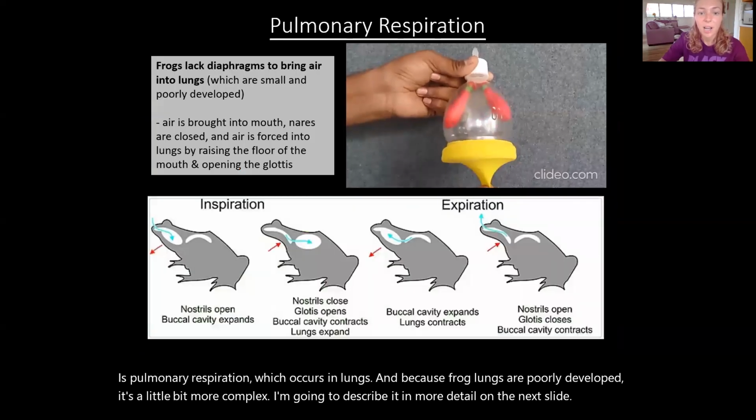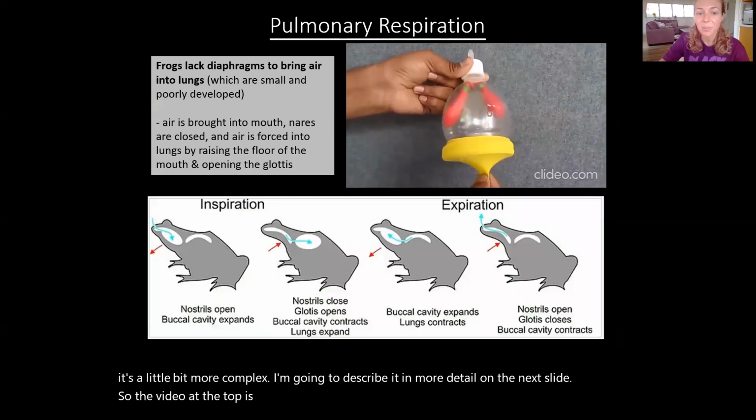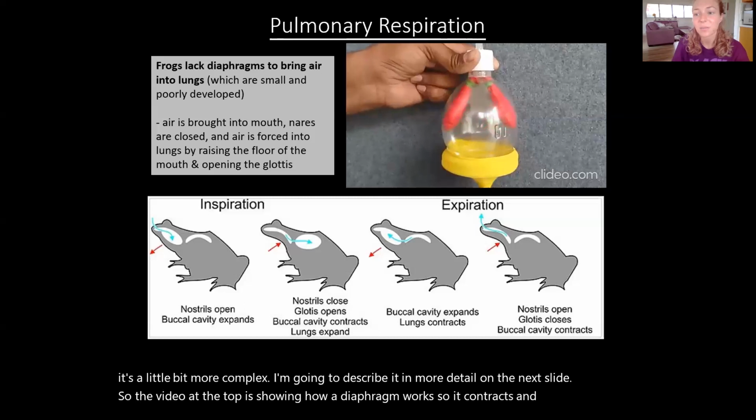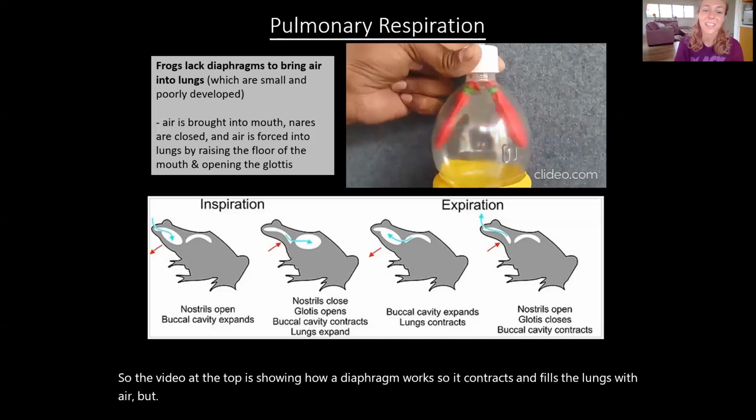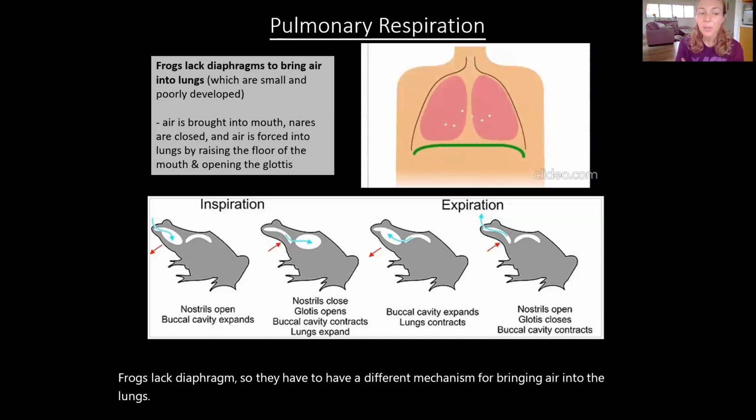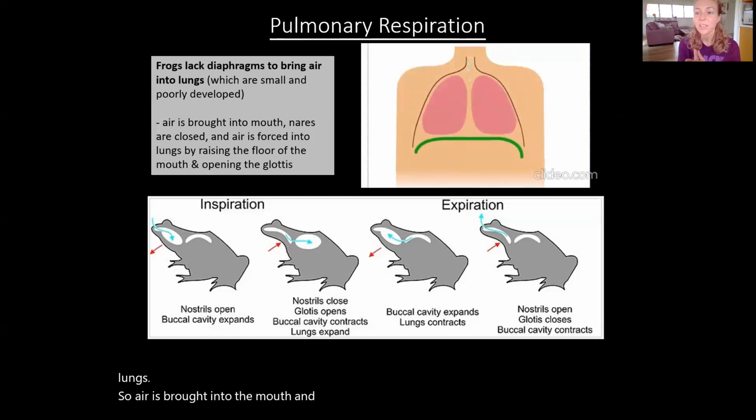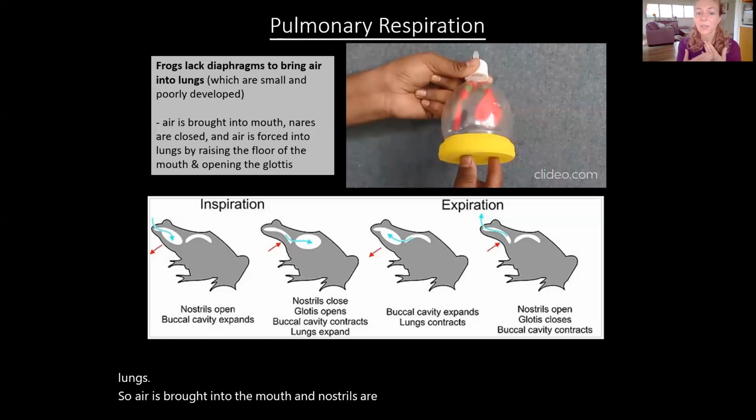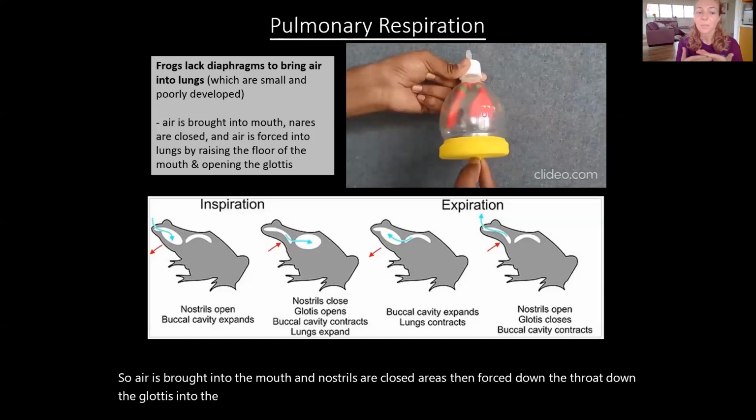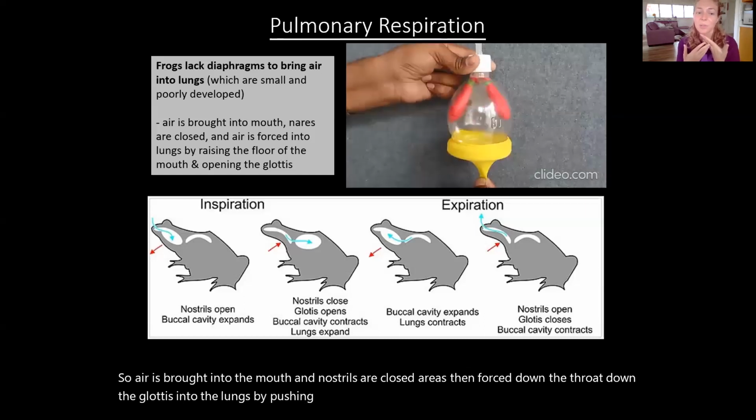So the video at the top is showing how a diaphragm works. It contracts and fills the lungs with air, but frogs lack diaphragms, so they have to have a different mechanism for bringing air into the lungs. So air is brought into the mouth and the nostrils are closed. Air is then forced down the throat, down the glottis into the lungs by pushing up on the buccal cavity.